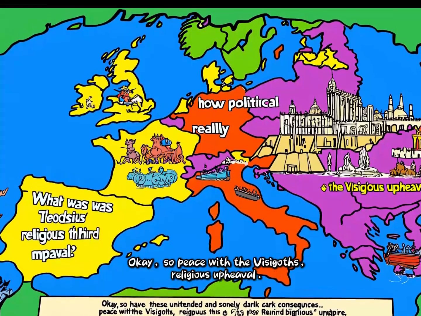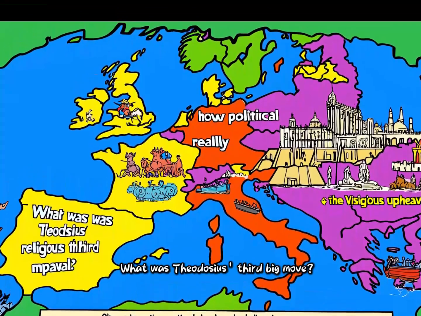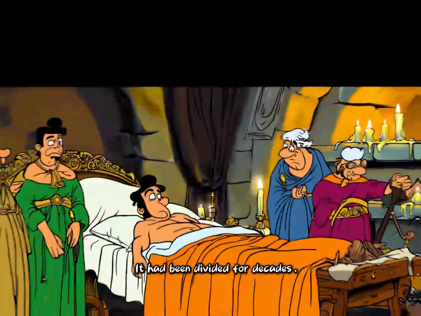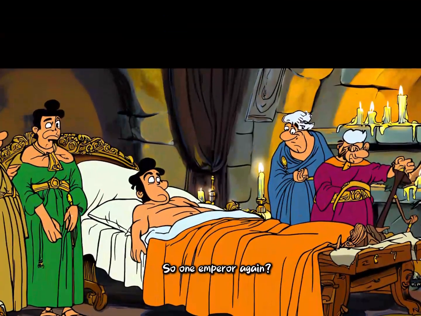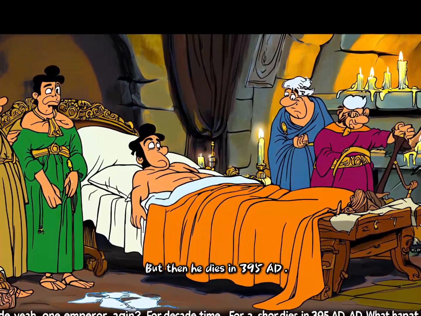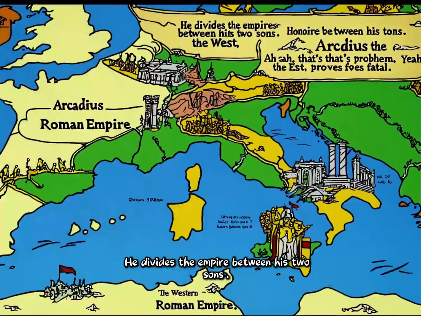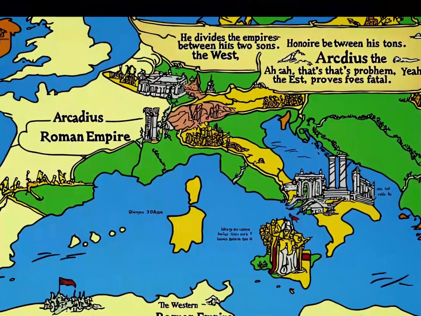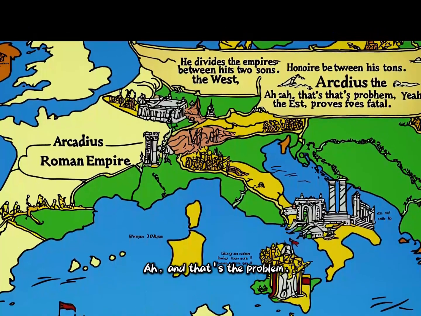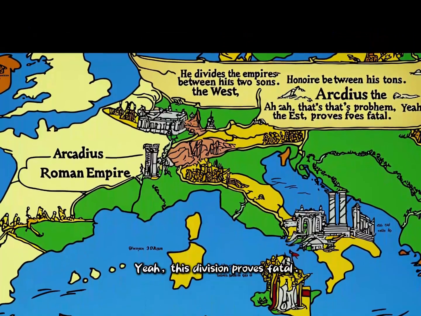Okay, so peace with the Visigoths, religious upheaval. What was Theodosius's third big move? He reunifies the Roman Empire. It had been divided for decades. So one emperor again. For a short time, yeah. But then he dies in 395 AD. And what happens then? He divides the empire between his two sons. Honorius gets the west, Arcadius the east. Ah, and that's the problem. Yeah, this division proves fatal.